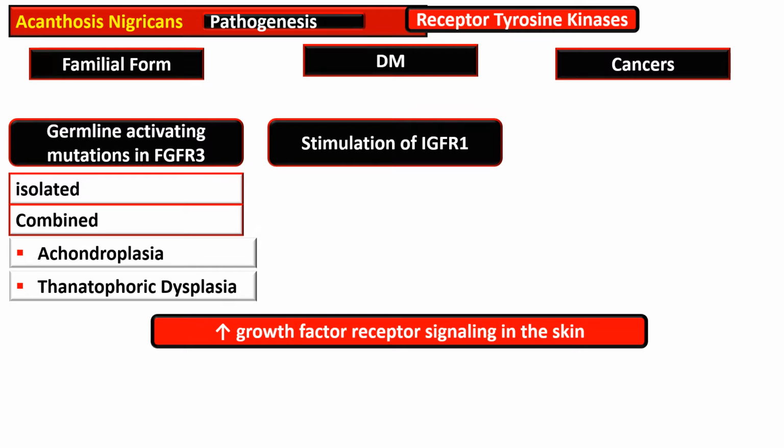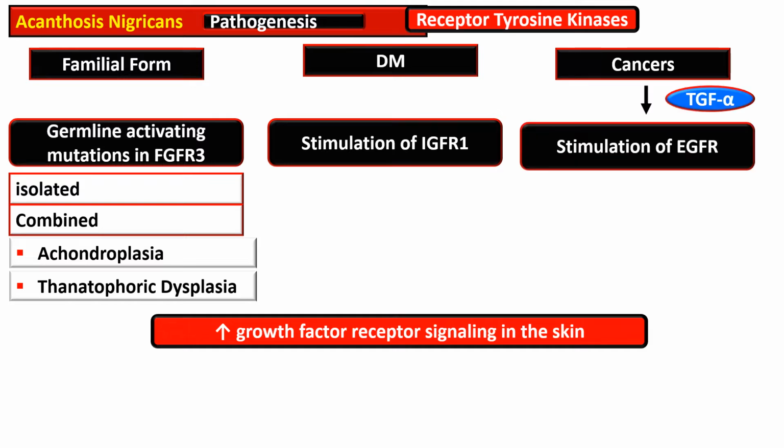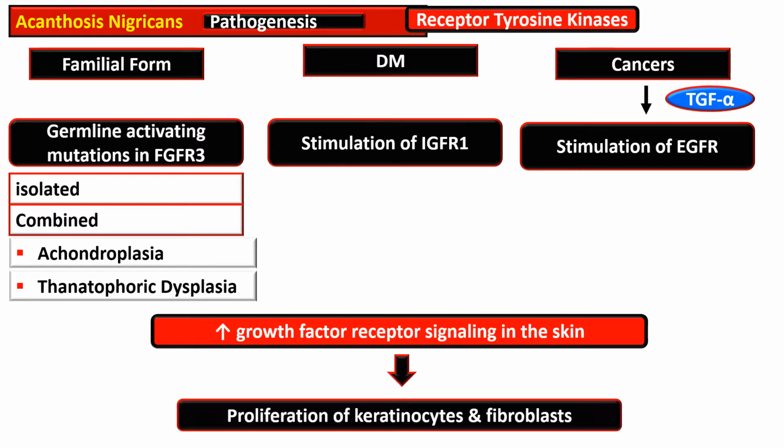The pathogenetic mechanism of acanthosis nigricans in diabetes mellitus is stimulation of insulin-like growth factor receptor 1, and in cancer, there is increased secretion of transforming growth factor alpha that leads to the stimulation of epidermal growth factor receptor. So finally, there is increased growth factor receptor signaling in the skin that leads to proliferation of keratinocytes and fibroblasts.